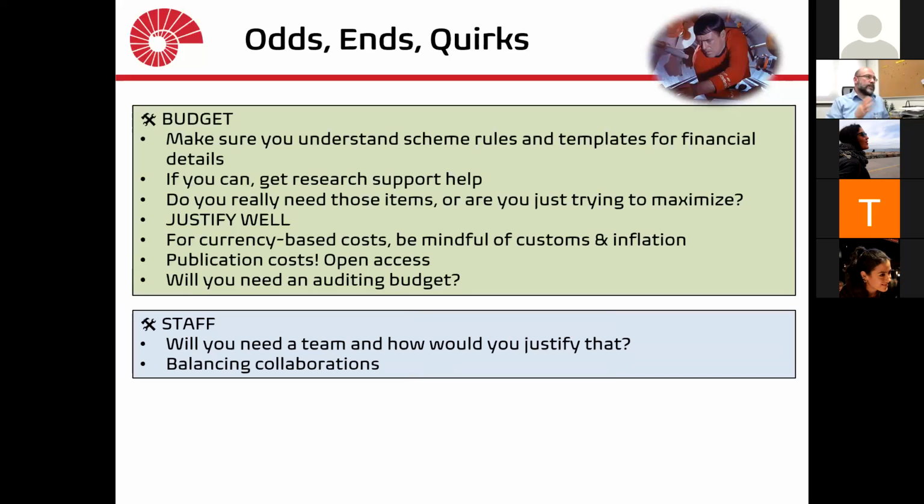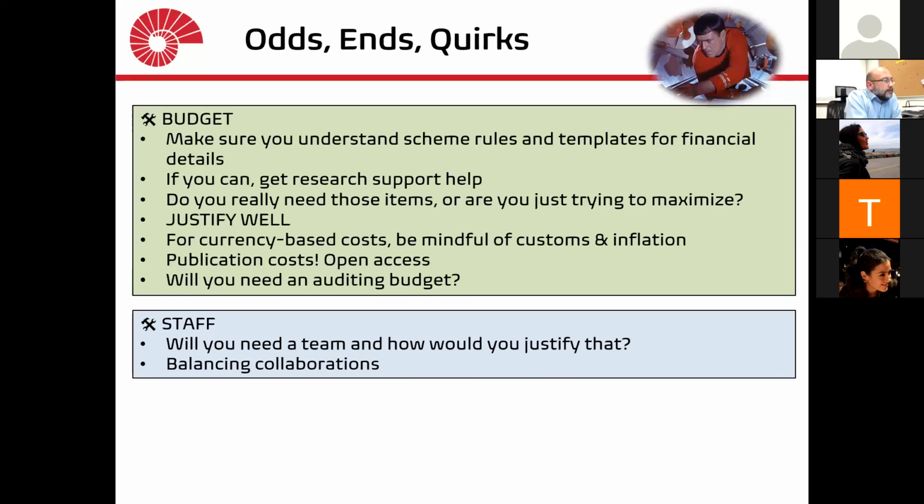A final point here in the slide on staff. Again, some schemes might be individual. You don't need staff, you don't need a team. It is paid to you, it is a fellowship. But if you are applying for a more medium-sized and larger grant and you need a team, why do you need a team? And how would you justify that?